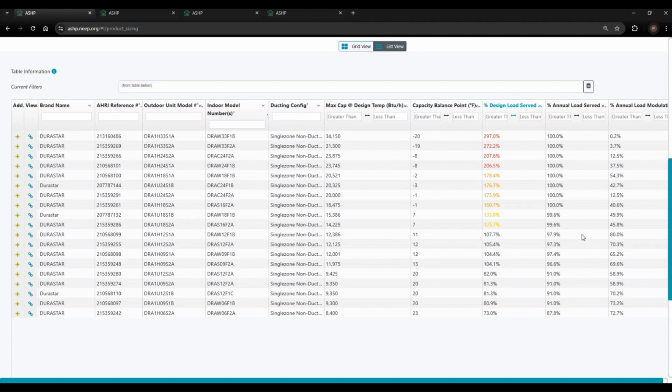Now that we've looked at all three individually, let's select and compare the three heat pumps we just looked at using the comparison tool. To select heat pumps to compare or stack, click the plus sign on the left side of the screen.